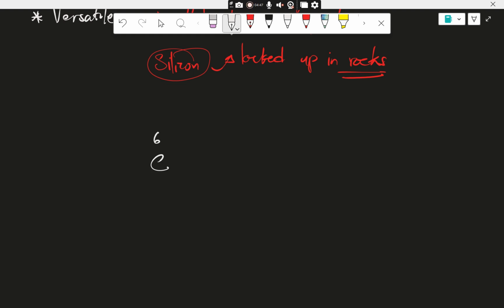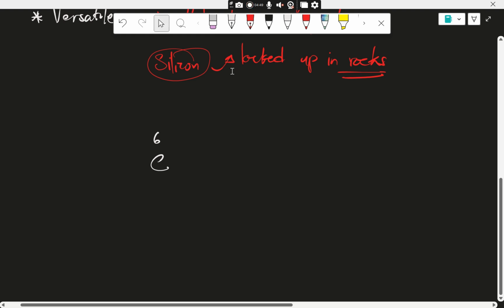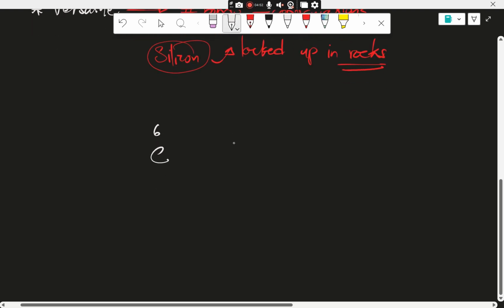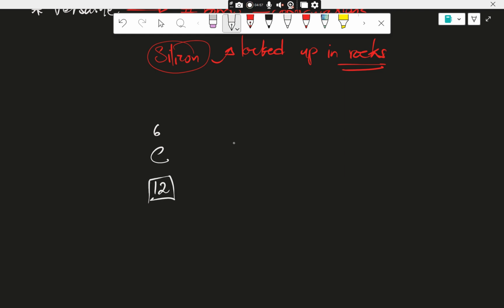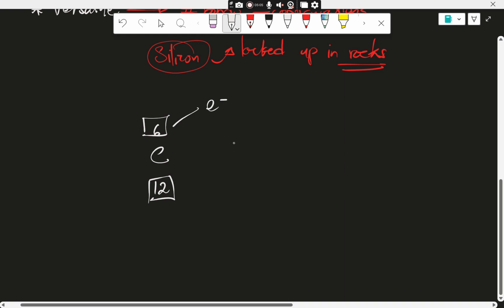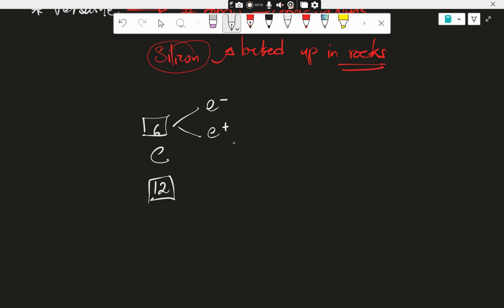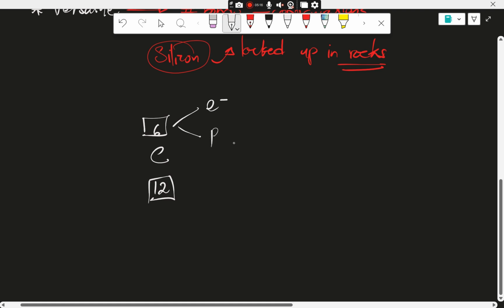In the periodic table, you find it under group 4, right? It has 6 electrons and 6 protons, and it has a molar mass of 12 grams per mole, right? And this is our 6 electrons, so that will be your electrons and protons. So that's a proton, and up there, it's an electron.